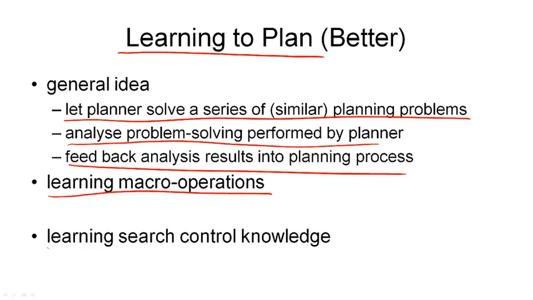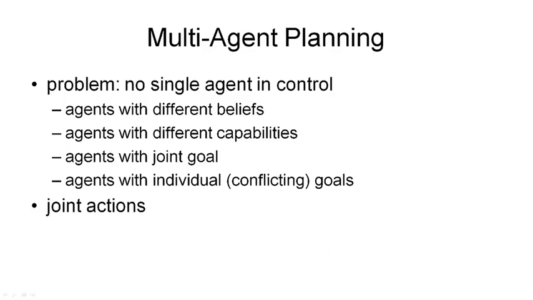Another approach that has been tried is learning search control knowledge. So during the search, we often encounter states that have the same F value. So the heuristic doesn't help us to distinguish these states from each other. And search control knowledge helps us to decide which path to explore next in our search space.